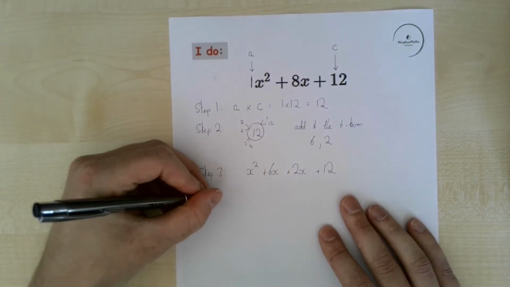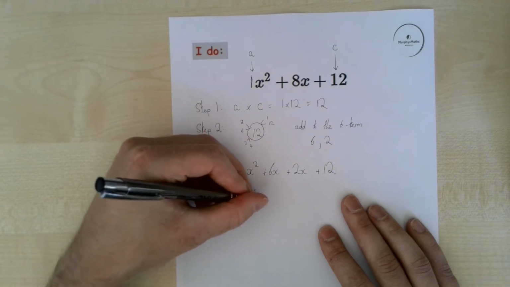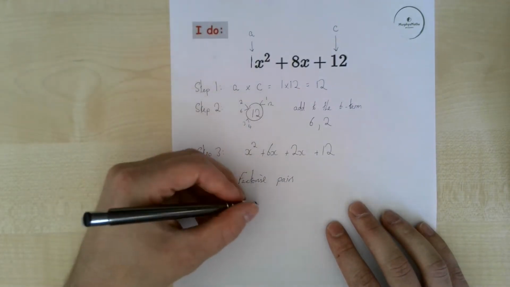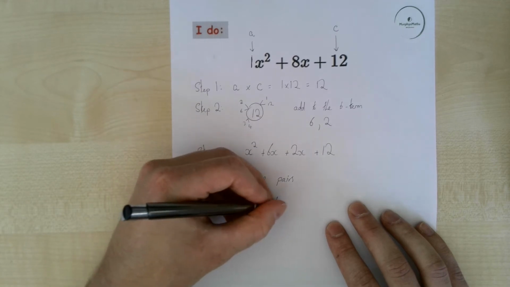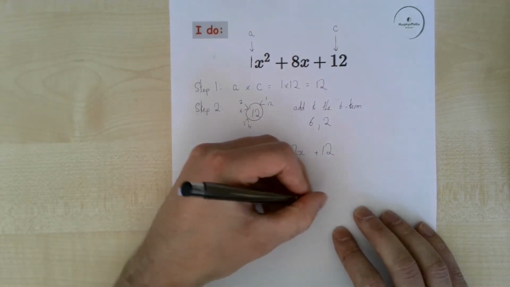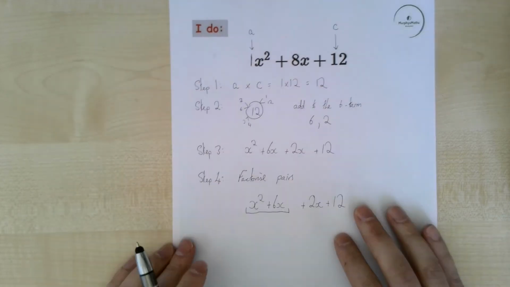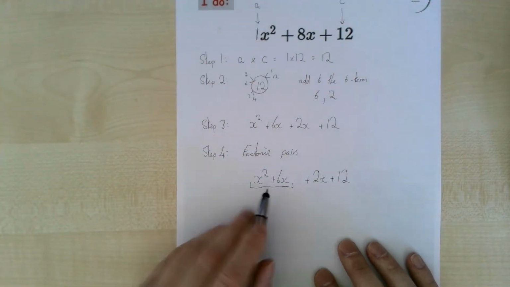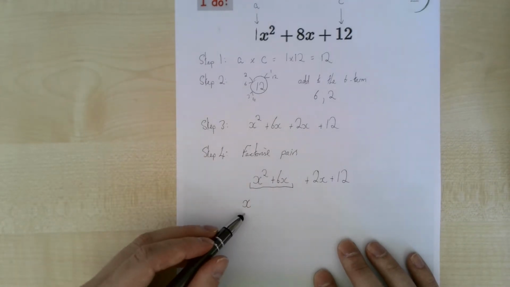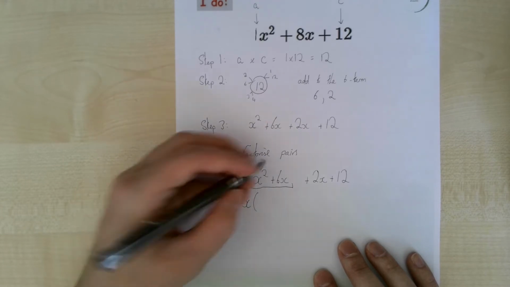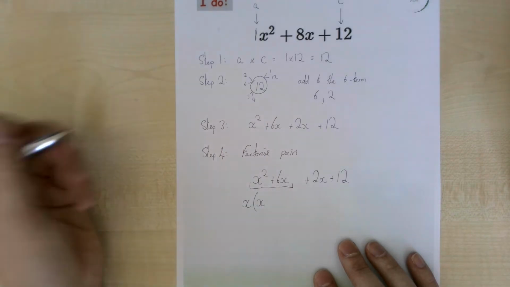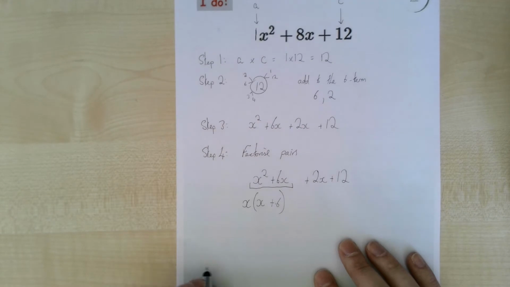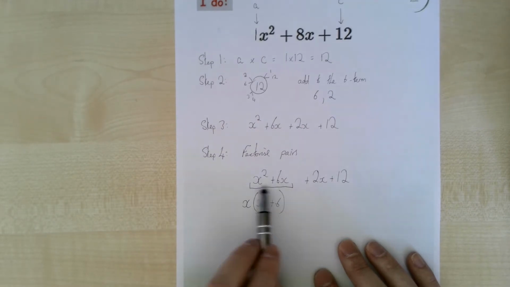Step 4, and we're almost finished actually, is factorize pairs. So what we're going to do here is just focus on one pair of numbers at a time. So the x squared plus 6x, and then separately we're going to factorize the 2x plus 12. So I'm looking at the 6x and the x squared and thinking, what's common to both? Well, x is a common factor to both, nothing else. X multiplied by something is x squared, so that's an x. X multiplied by something would give me plus 6x, so that must be a plus 6. So think in your head about expanding that bracket, and it should give you what we have up here.